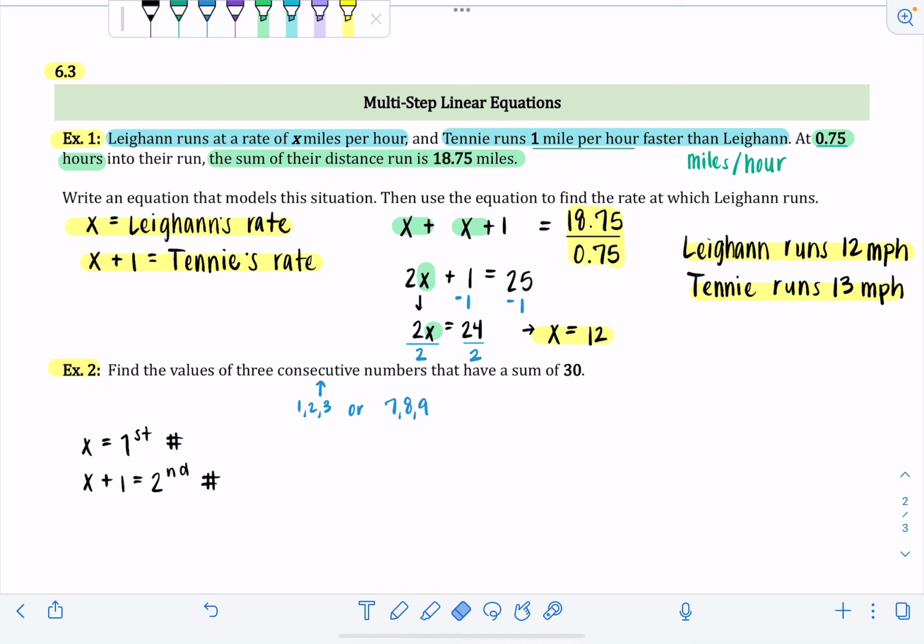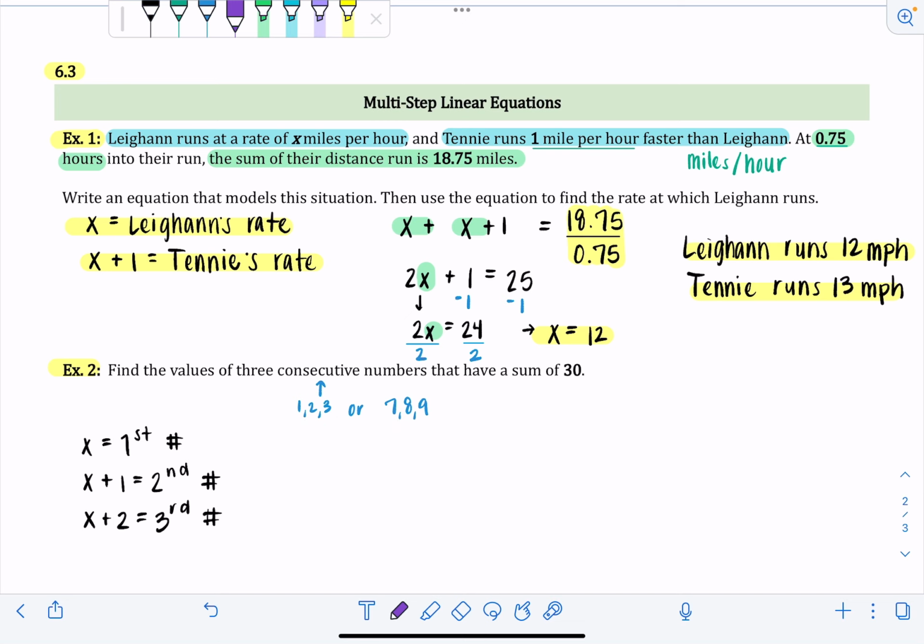And then for my third in the streak, I would have to add 2. So it'd be x plus 2 would be my third number. Like if I'm going from 1 to 3, I would be adding 2. Or 7 to 9, I would be adding 2. And that'll always be the case for the third in the streak.